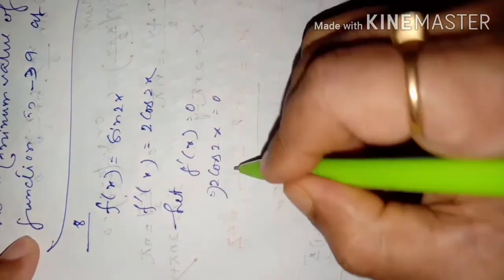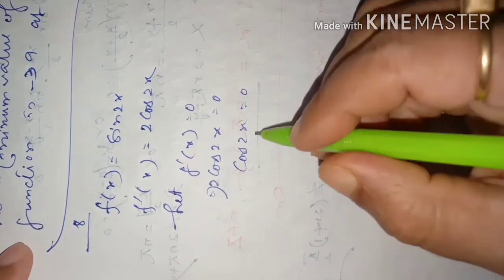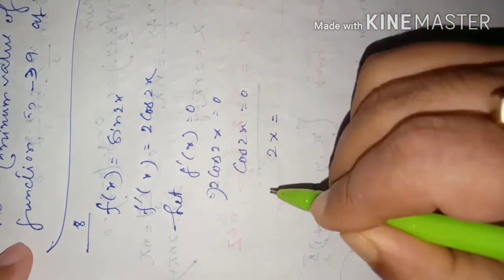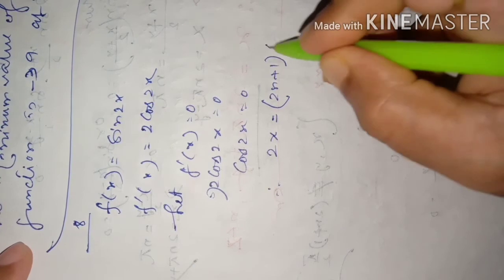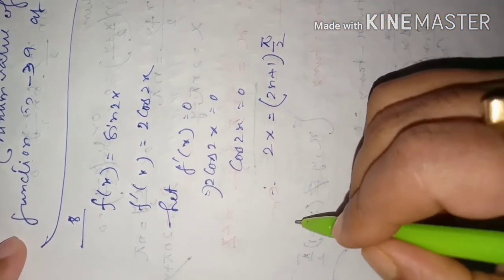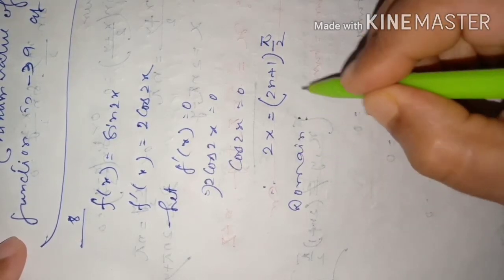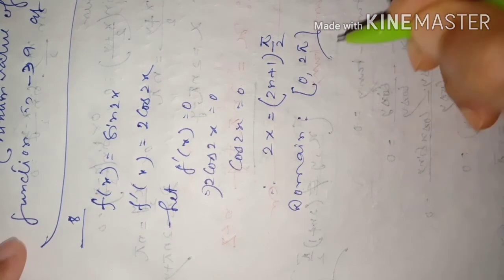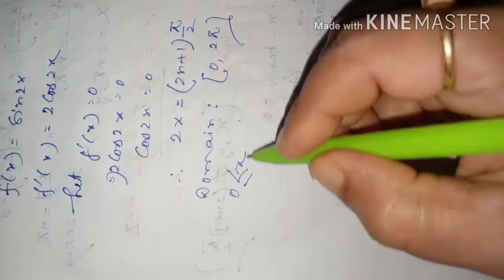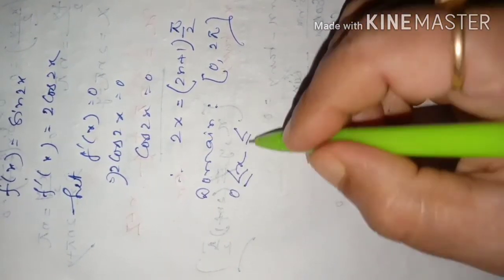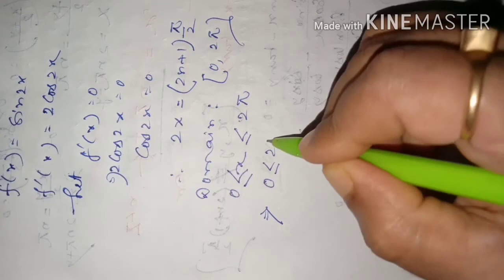That means cos 2x is equal to 0, and if cos 2x is 0, that means 2x will represent an odd multiple of pi by 2, that is (2n plus 1) pi by 2. But the domain is 0 to 2 pi, that is x lies between 0 and 2 pi. Then it gives us 2x will lie between 0 and 4 pi.